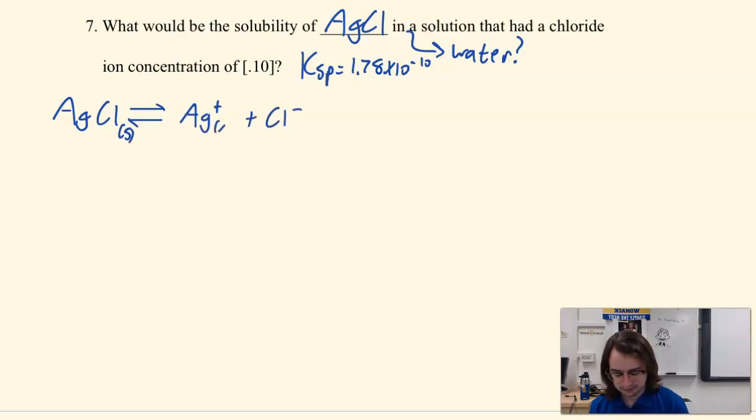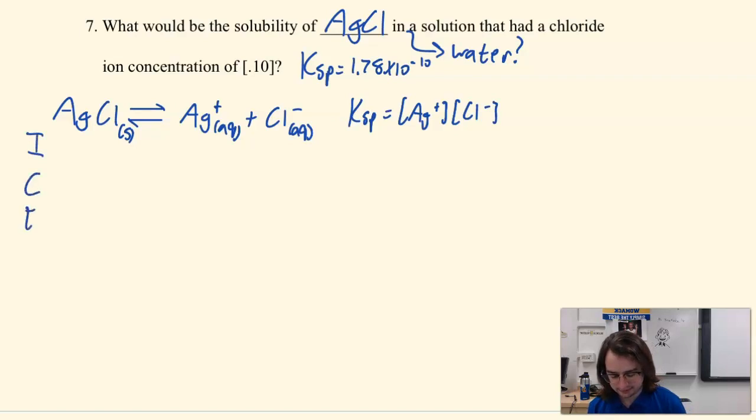And then we are going to write the KSP expression, which looks like this. It's really easy because it's a 1-to-1. We're going to set up our ice table and we're going to solve for x. What am I doing? You do this. You know how to do it. Set up the ice table, solve for x, and then we'll talk about it when you're done. Come on back when you're done.